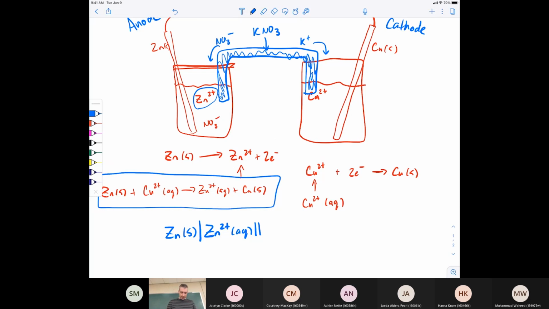So that means the next thing we come across here is Cu2+ (aq), vertical line, Cu (solid). The outermost things you see are the electrodes. We have the anode here, and the electrons travel from left to right. Cathode over here.